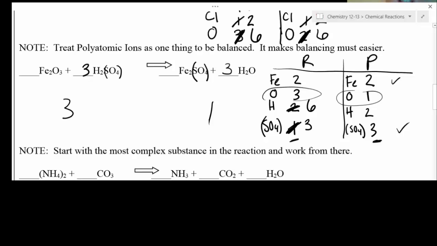So if I change this coefficient to a 3, it tells me I have 6 hydrogens, and now how many oxygens do I have? I have 3. So let's go ahead and change those numbers. And I have 3 oxygens, and I have 6 hydrogens. So sometimes when you're just trying to balance out one thing, like oxygen, you accidentally also balance out hydrogen.